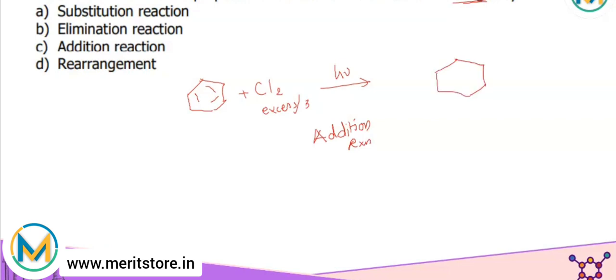Suppose this bond breaks down and we are going to get chlorine on this carbon and this carbon. Then if this double bond breaks down, we are going to get chlorine on this carbon and this carbon. And if this last third double bond breaks down, we get chlorine over here and over here. So this is nothing but benzene hexachloride. So benzene hexachloride is prepared from benzene and chlorine in the presence of sunlight by addition reaction. So the correct answer among the given options is option C, that is addition reaction.